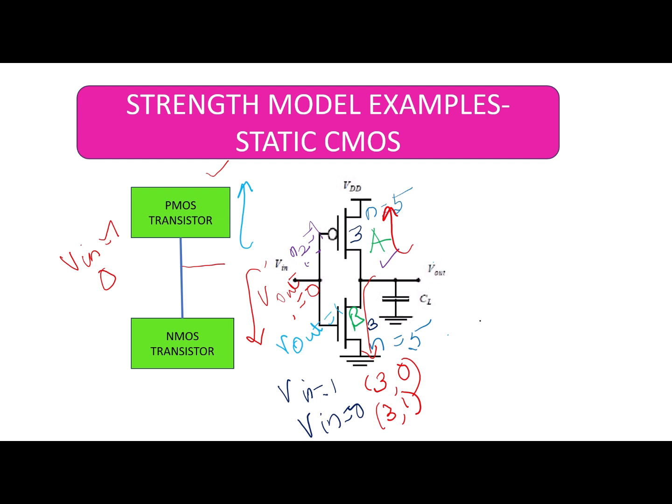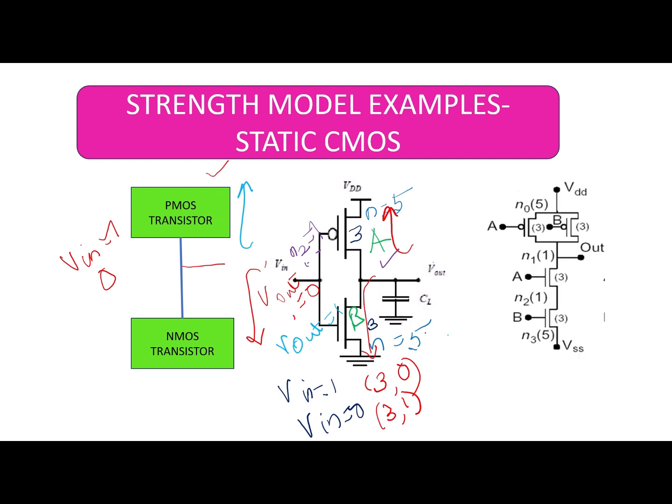We'll see one more circuit here. This is the NAND implementation using static CMOS. As we all know, in a NAND implementation, the two transistors in the pull down should be in series and the two transistors should be in parallel in the pull up. So all the transistors are given a strength of 3 here and 3 there.